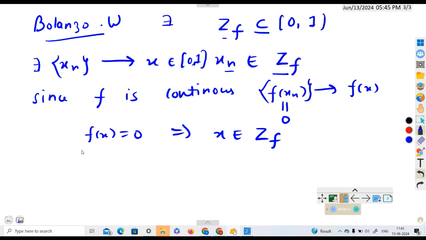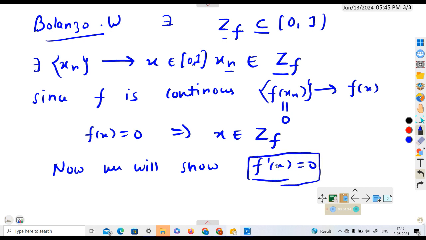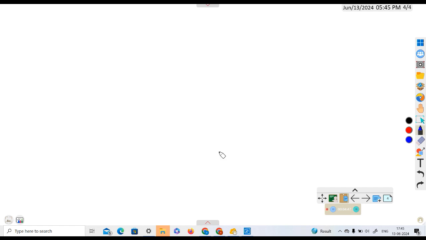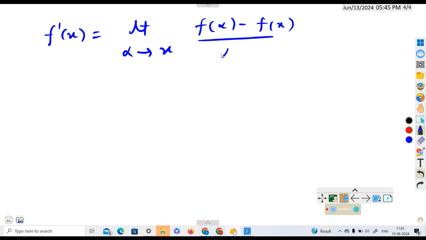Now our aim is to show that f dash x is also 0. So x will be a common zero of both, which is a contradiction. So we will show that there is a contradiction. What is f dash x? f dash x is defined as the limit as alpha tends to x of (f(alpha) minus f(x)) by (alpha minus x).